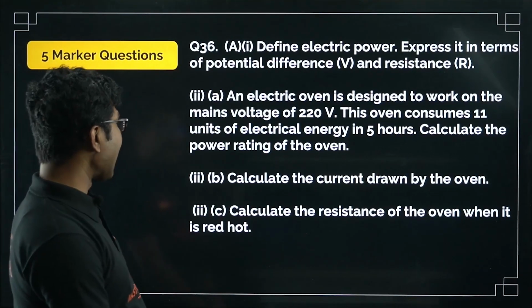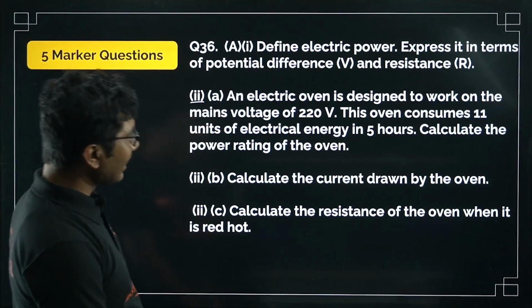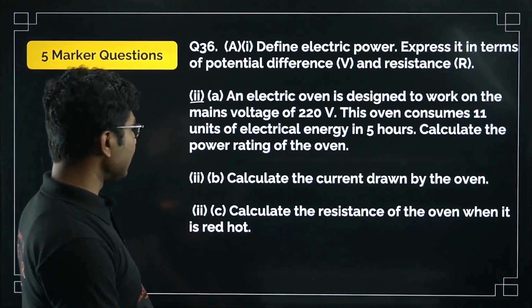Now part 2 also has 3 parts, A, B, C. Calculate the current drawn by the oven. Calculate the resistance of the oven when it is red hot.